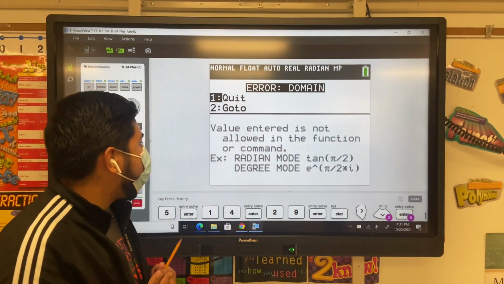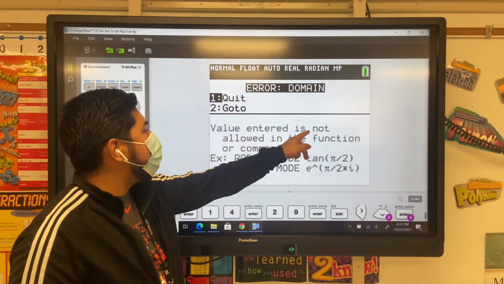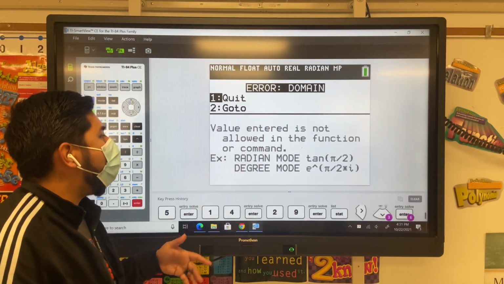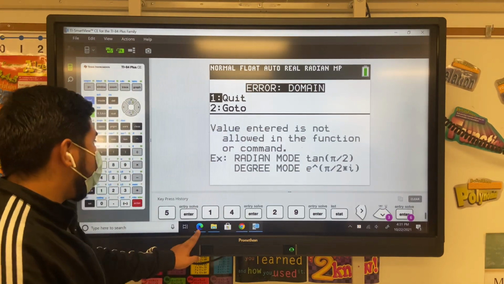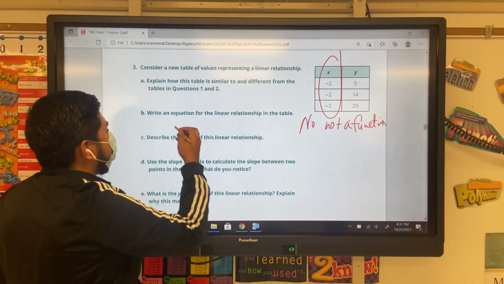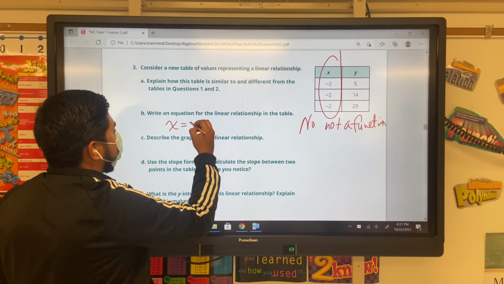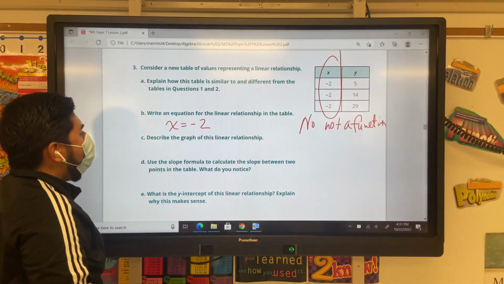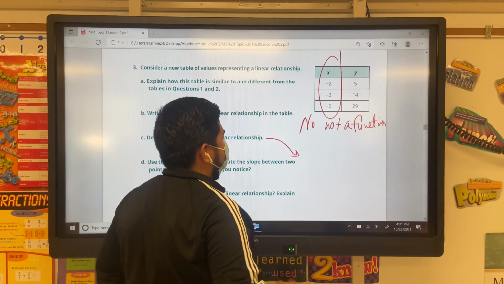Now, that error means the value entered is not allowed in the function or command because it's not a function. It does not exist. So, how do we do this? The equation for this, since x is repeating, we would say x equals -2. How would this graph look? I can draw right here.